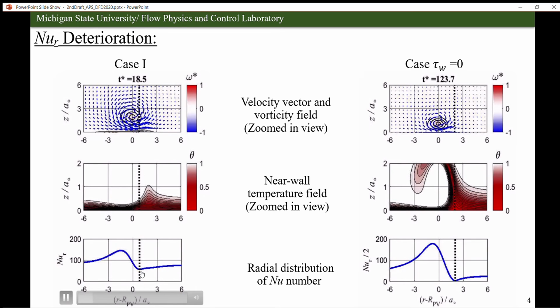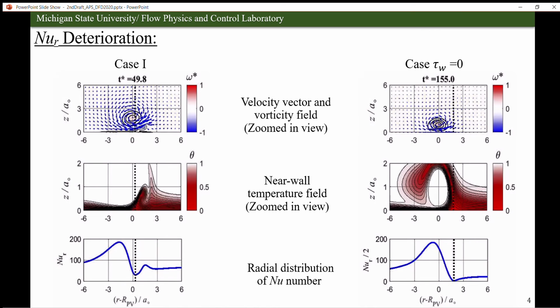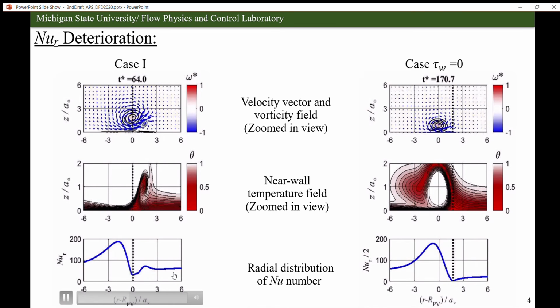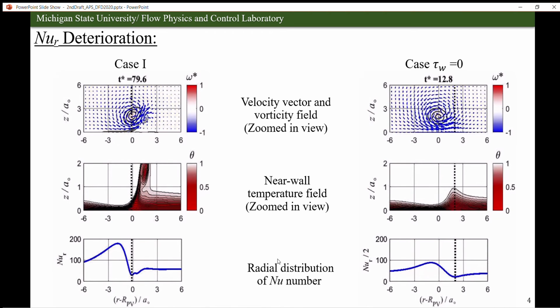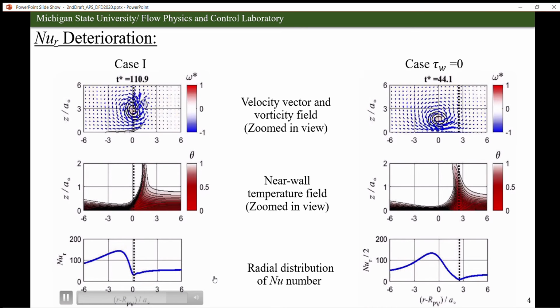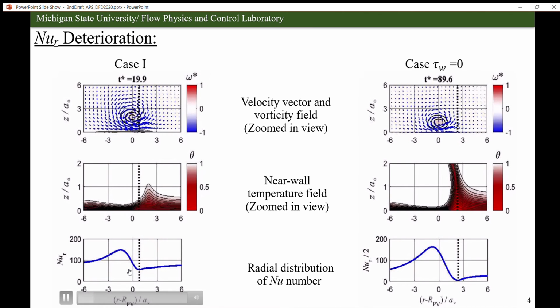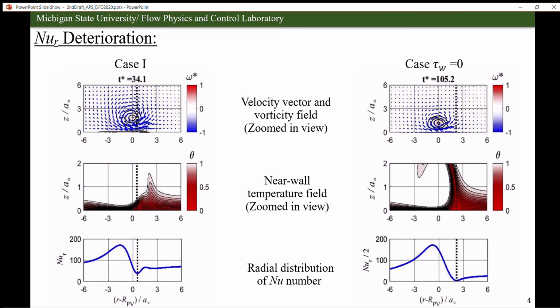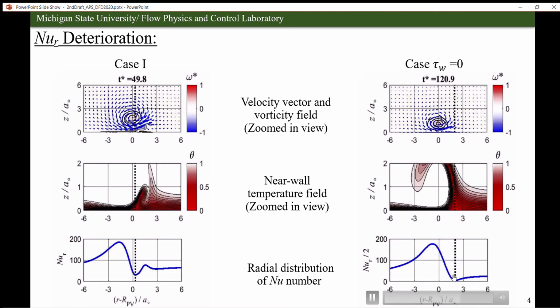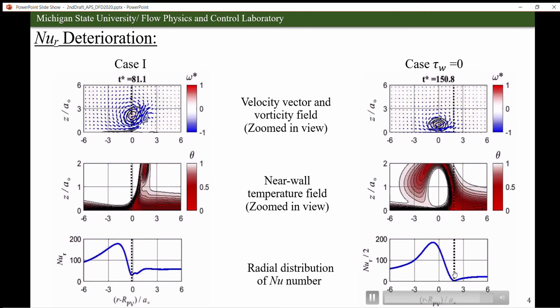The black broken line marks the position of the minimum Nusselt number all the time. If you focus on the minimum, we see that for case one it is moving toward the center of the vortex core, while in this case it is staying at almost the same radial location.